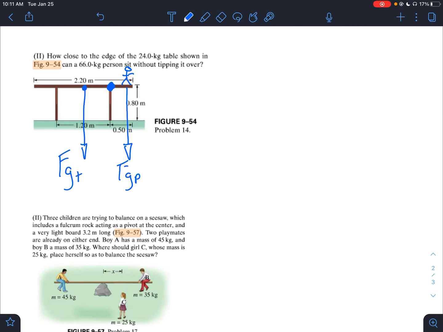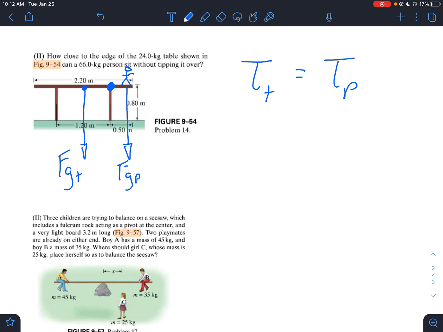So we're going to have our net torque equation equaling 0, or I like to just say, since there's only two here, they would equal each other, just opposite directions. We're going to have the torque of the table, the weight of the table, equaling the torque of the person. And torque is F R sine theta. We're not concerned with sine theta here because sine 90 is 1, so we can leave that out.